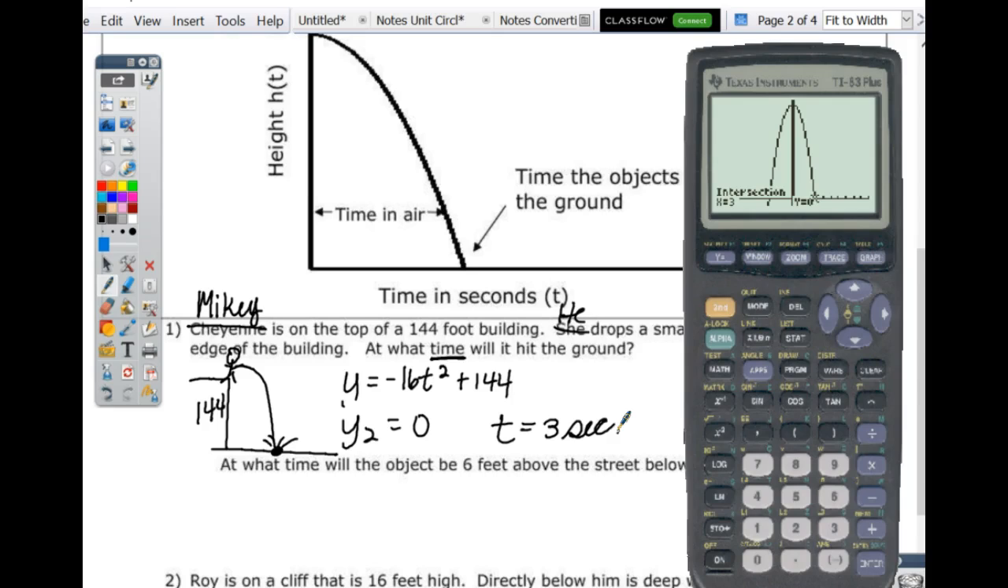The next question says, at what time will Mikey be 6 feet above the street? Yes. We'll use Jack next time. But this time you're 6 feet, okay? So what's going to change? What's going to change when I do this? Does the initial height change? What changed? The y2 changes from 0 to 6. So I'm going to change my y2 to 6.